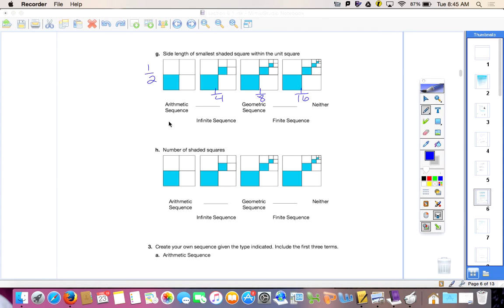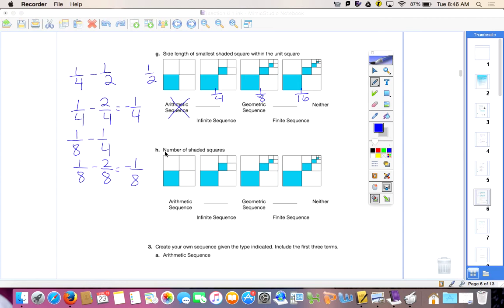Now, is this arithmetic or is this geometric? We have to do some work to figure that out. It's everybody's favorite, looking at fractions. So the first thing we're going to check is, is this arithmetic? Do they have a common difference? And then we're going to look at, do they have a common ratio?